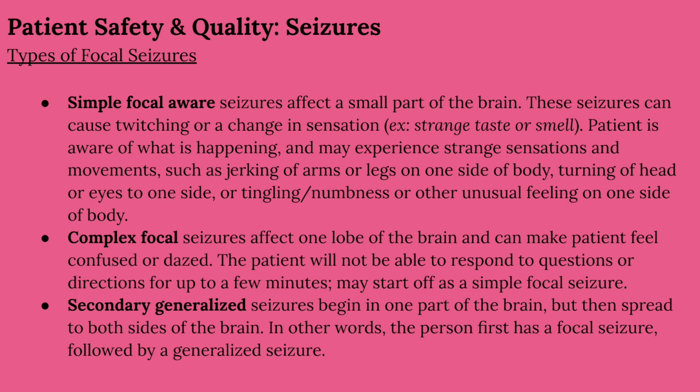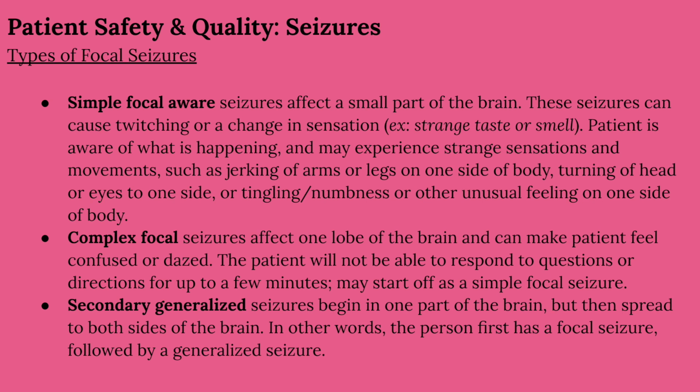Secondary generalized seizures begin in one part of the brain, but then spread to both hemispheres. And a secondary generalized seizure is the same as the generalized seizures we discussed earlier, but the only difference is that secondary generalized seizures are focal seizures that turned into a generalized seizure. The type of seizure a patient has can depend on how much of the brain has electrical disturbances and what part of the brain has electrical disturbances.